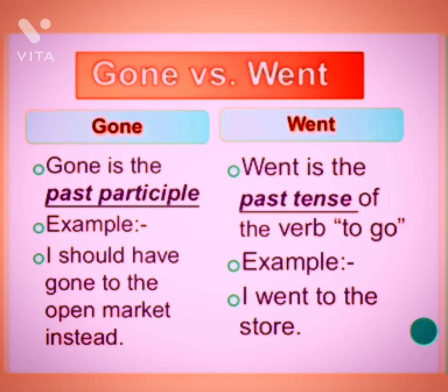And went is the past tense of the verb to go. I went to the store. Okay, simple past tense. When we are writing simple past tense, then we will use went. And if we are writing perfect tense or we are writing a sentence in passive voice, then we will use the word gone.